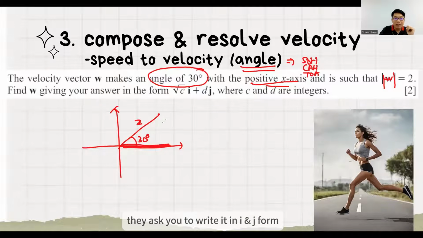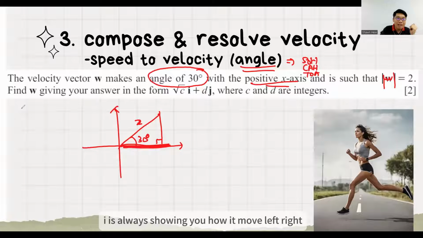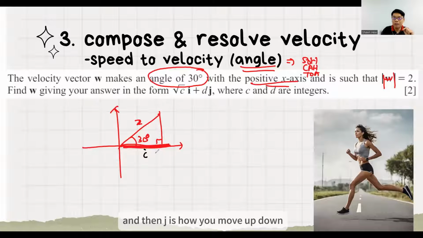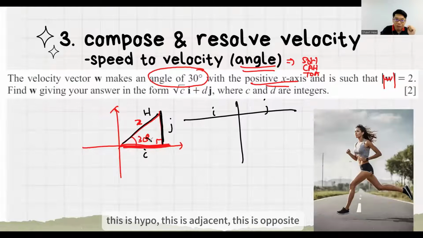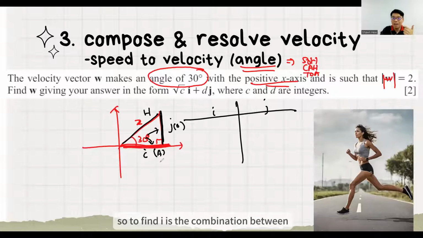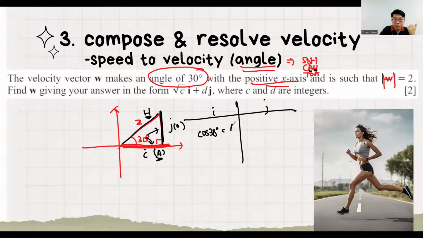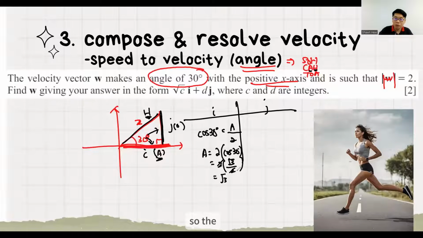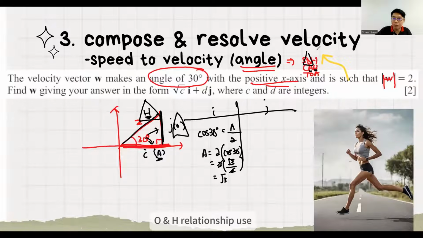They ask you to write it in I and J form. I is always showing you how it moves left, right. So this part is the I, and then J is how you move up, down. So this is the J. We can find our I and J separately. This is hypo, this is adjacent, this is opposite. To find I is the combination between adjacent and hypo. So we use cos. So cos 30, adjacent over hypo, which is 2. So the I value is root 3. And then J is the O and H relationship. We use sin.